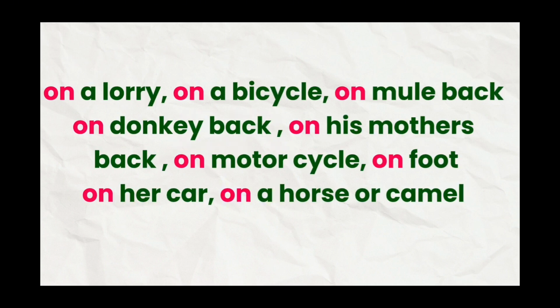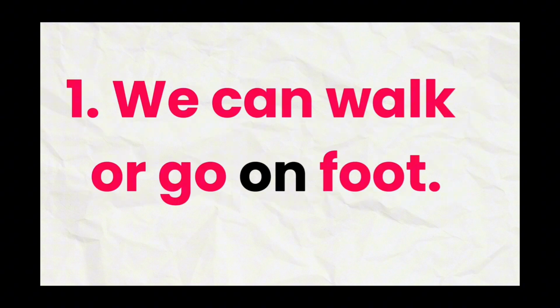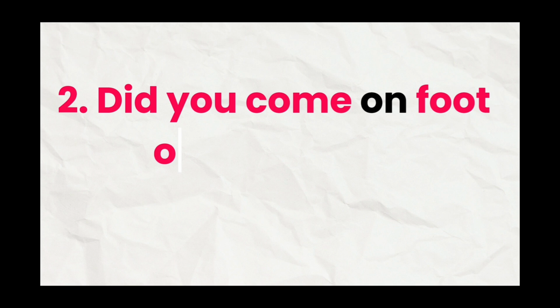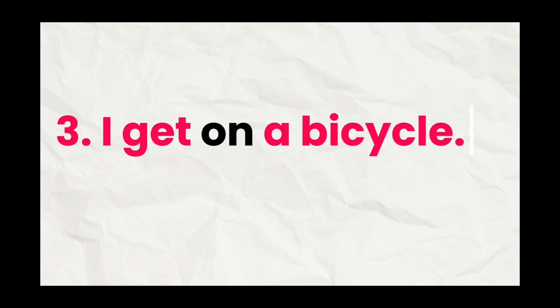Let's see on. On a lorry. On a bicycle. On muleback. On donkey back. On his mother's back. On motorcycle. On foot. On her car. On a horse or camel. Example. 1. We can walk or go on foot. 2. Did you come on foot or on bicycle? 3. I get on a bicycle.